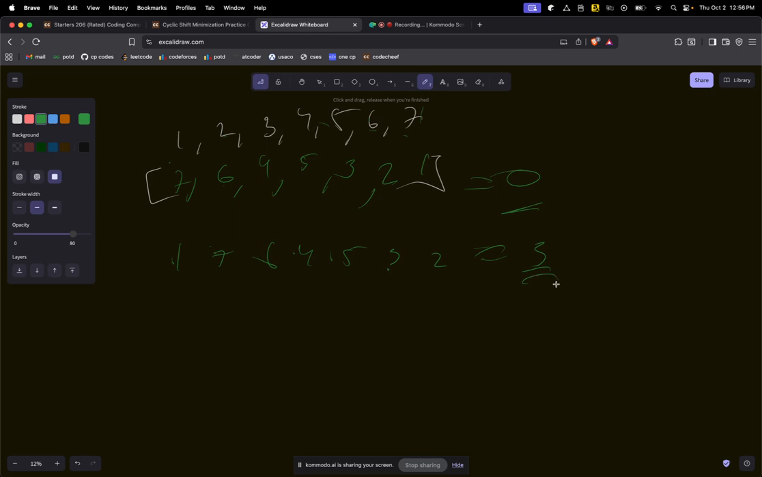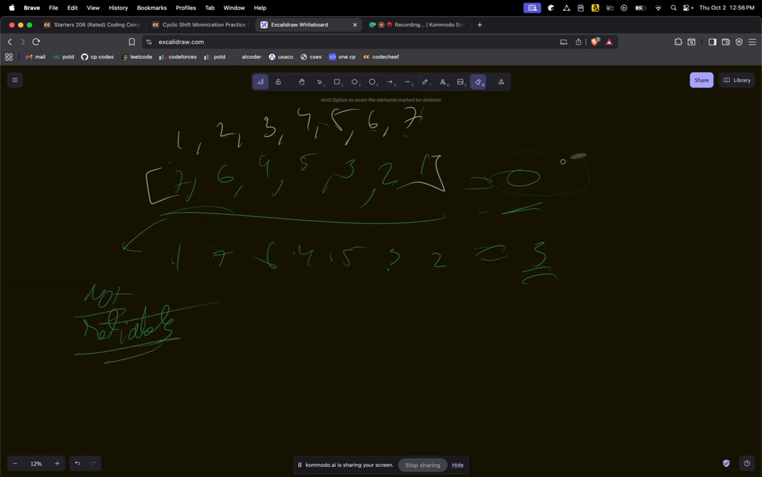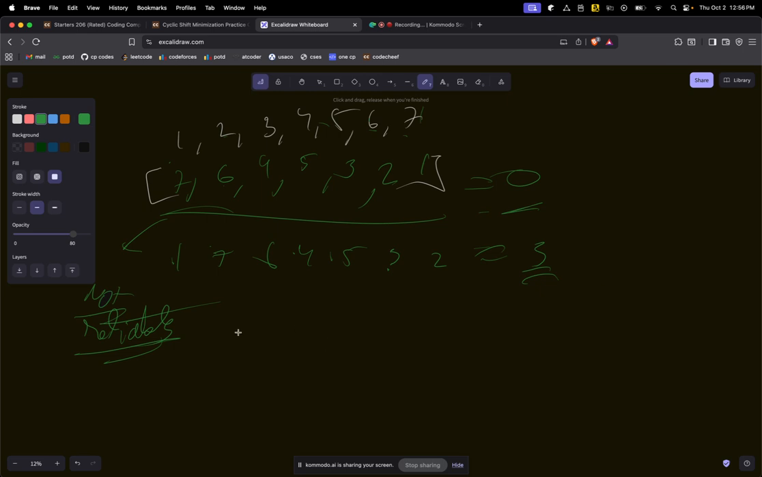Okay, that's a lot. I think we can minimize this. How can we minimize this? So this solution that we came up with is actually not reliable over all cyclic shifts, because we saw that we were getting 0 in one cyclic shift, but doing the next cyclic shift, I'm getting 3. So how do I get a reliable solution? You can think about how we should proceed so that over all cyclic shifts this value becomes minimum.